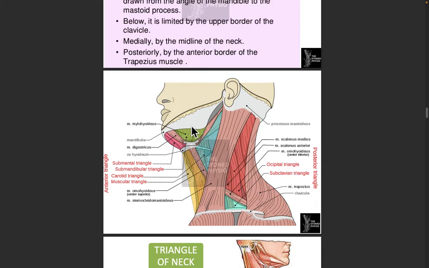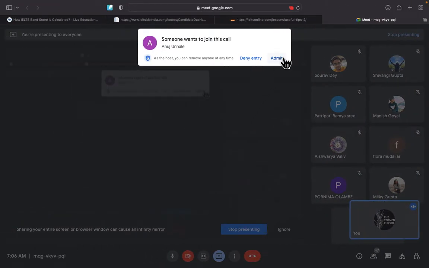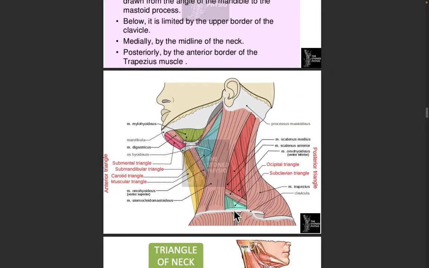If we are saying quadrilateral, there have to be four sides. Which ones? First of all, posteriorly the anterior border of the trapezius, inferiorly the upper border of the clavicle, anteriorly the imaginary midline of the neck, and superiorly the inferior border of the mandible, along with some part of the line between the mastoid process and the occipital region.